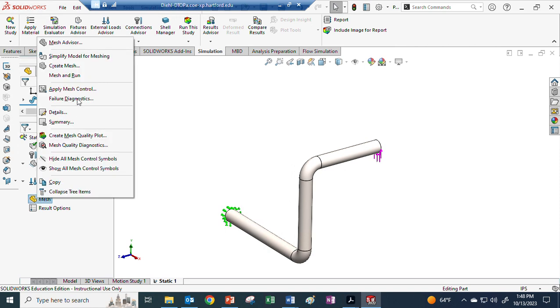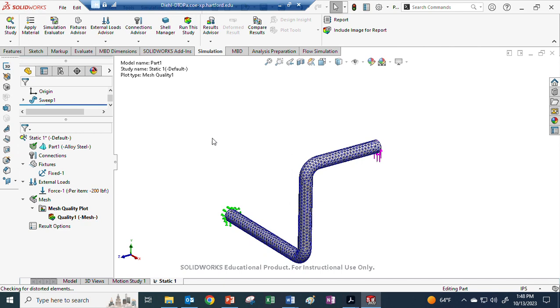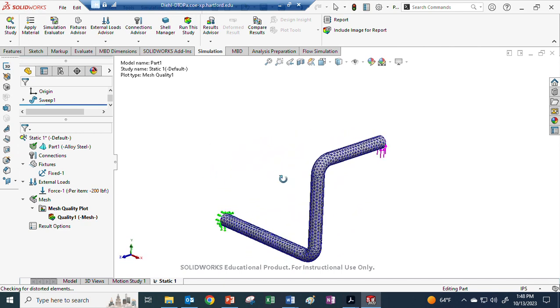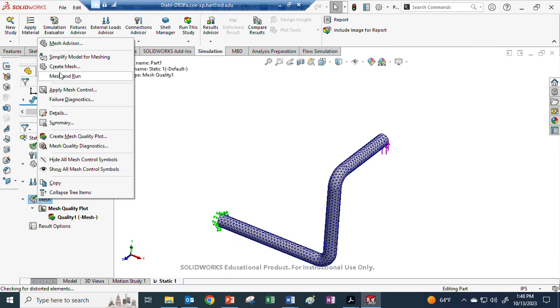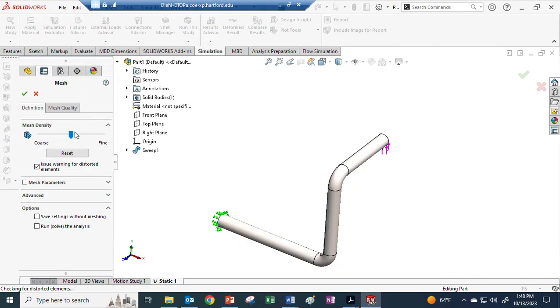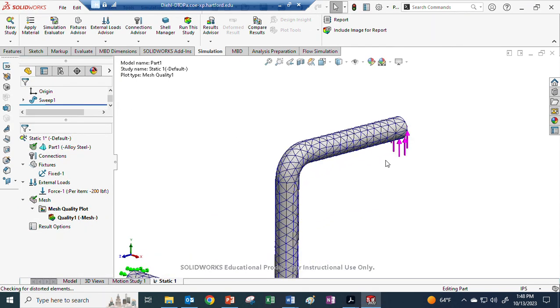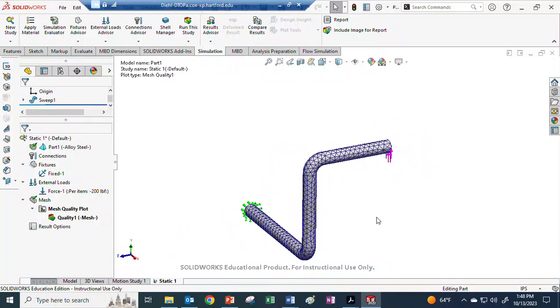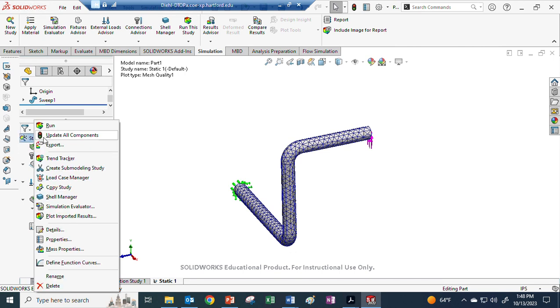And just create a rough mesh. Go with the default. Actually, I want to make it rougher than that. Let me make it rougher than that first. Create a mesh, make it coarse. Yeah, still kind of finer than I wanted, to see if I could improve the number. Let's run it.